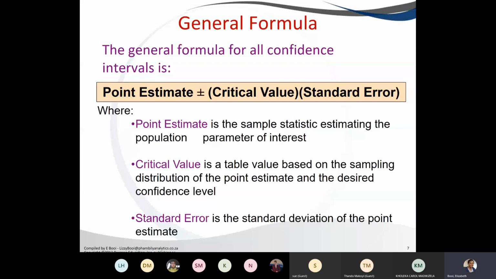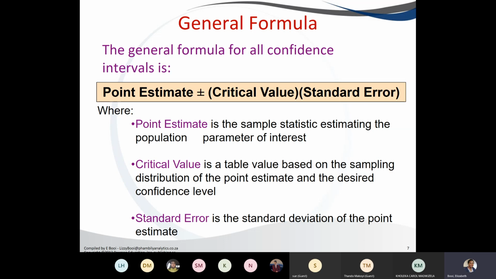To calculate the confidence interval, we use the formula. We use the point estimate plus or minus the critical value times the standard error. The point estimate is your sample statistic value, like your mean, and later on like a sample proportion. So we will use those. Our point estimate will just be your sample statistic that we use to estimate the value of your population parameter.